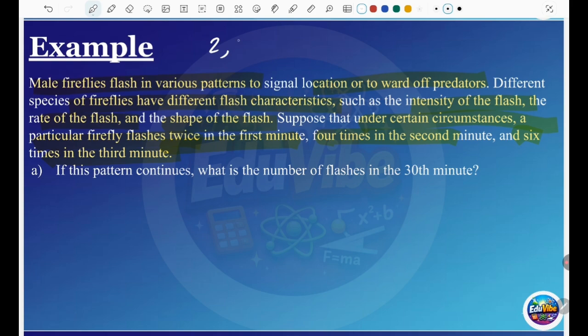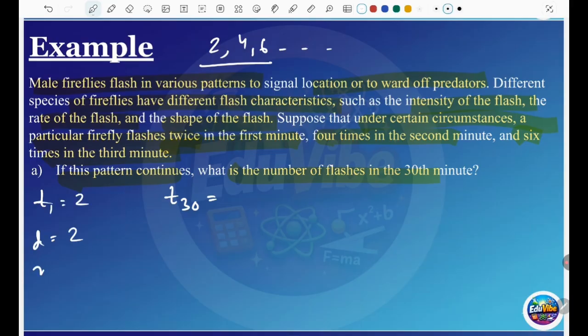So we have 2, 4, and 6 type of sequence or series, we can say. If the pattern continues, this is the infinite pattern. What is the number of flashes in the 30th minute? 30th minute, which means you have to find T30. In this, your T1 is 2, your D is 2 because 4 minus 2. n is given, which is 30, so the 30th minute, and you have to find T30. These are the list of the things.